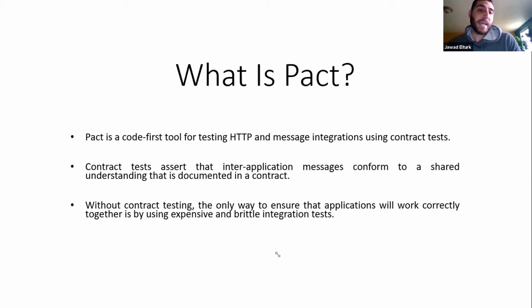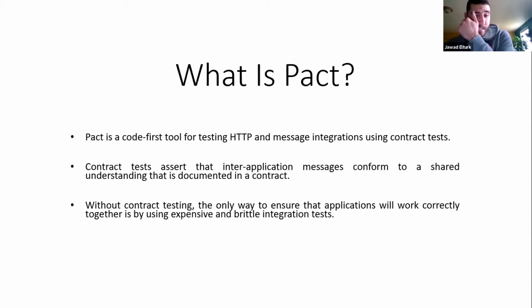So what is Pact? Pact is a code-first tool for testing HTTP and message integrations using contract tests, which means the consumer, whoever is consuming the API, and the provider will agree on the form of the API, and this will be written in a contract, of course, using code. Contract tests assert that inter-application messages conform to a shared understanding that is documented in a contract, like I mentioned.